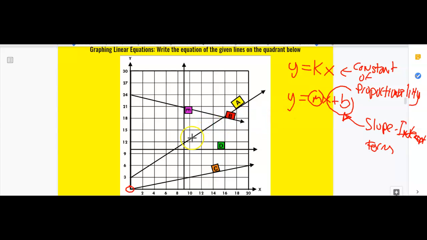So let's take a look at letter A. Well, it doesn't start at the point of origin, so we know it's not going to be that equation. Let's take a look at the slope-intercept form. I'm going to put the form of the equation over here: y equals. I don't know the slope yet for A, but what I do know is where it strikes the y-axis. It strikes at 0 on the x, and it strikes at 3 on the y. So all I'm going to do is put my 3 there.